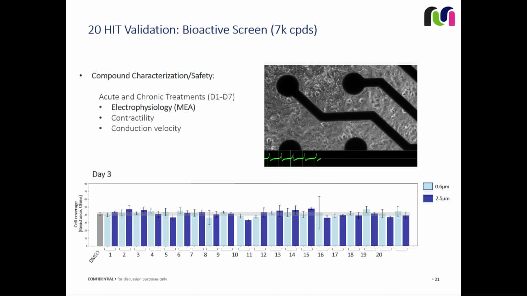And then our last part goes now to the validation, where we're checking these 20 compounds at different concentrations. So we have here 2 different concentrations. And we're looking at electrophysiology, conductivity, coverage, and so on. This is for 7 days. This is just a graph for 3 days. We're looking at the coverage.